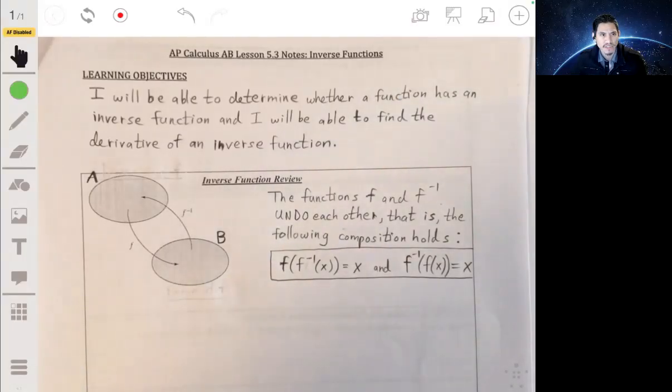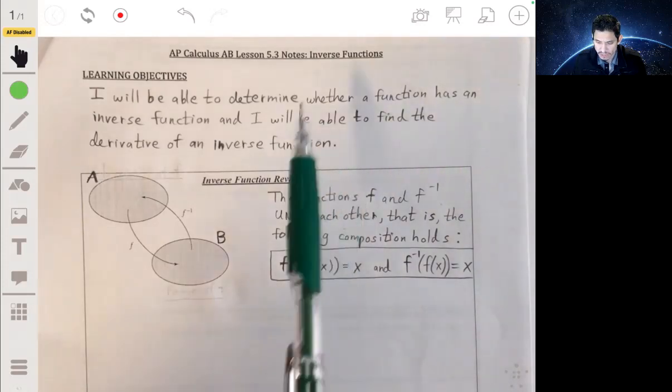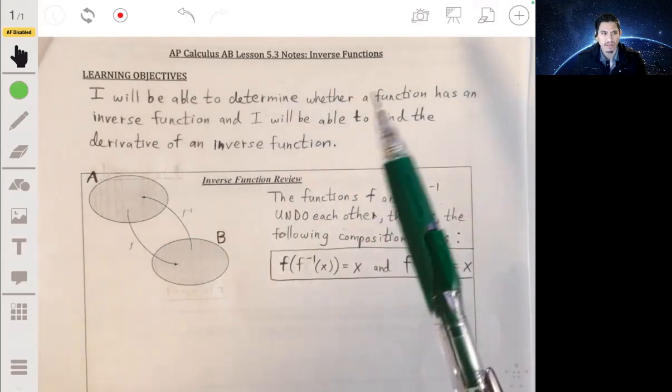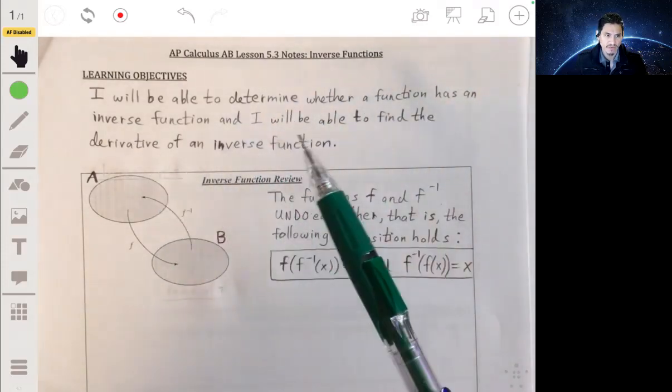Okay, so in this lesson, we're going to go over inverse functions, and we're going to eventually learn how to determine whether a function has an inverse function, and then we're going to look at applying calculus. So we're going to be able to find the derivative of the inverse function.